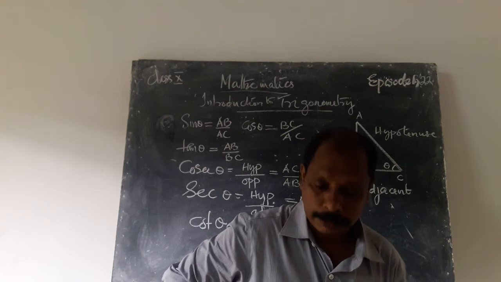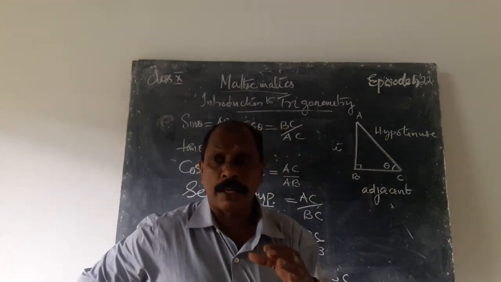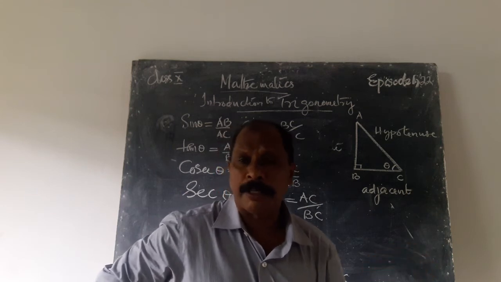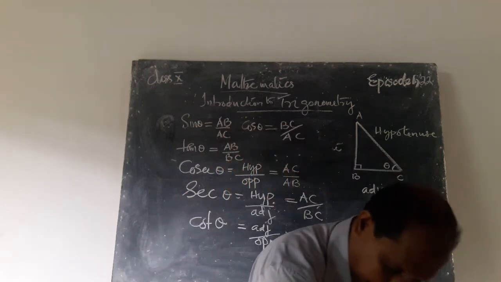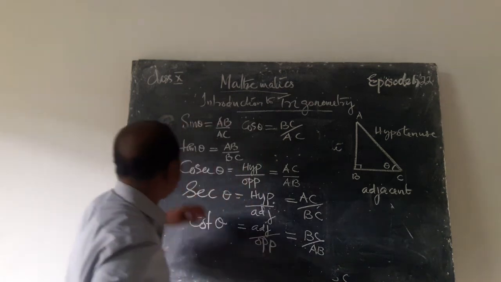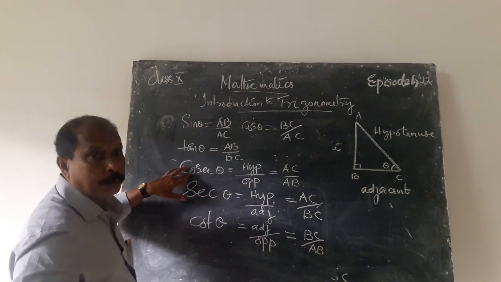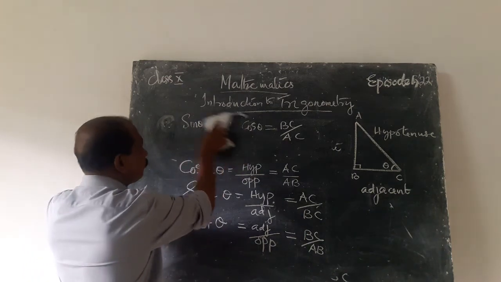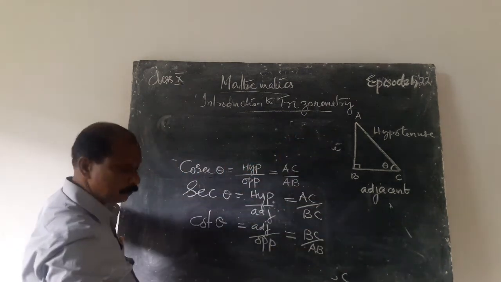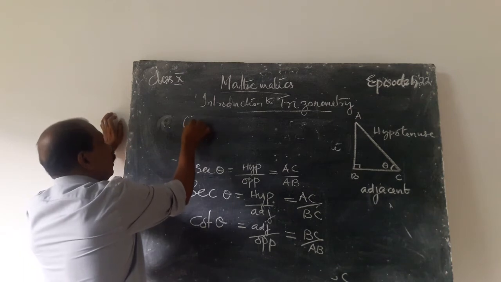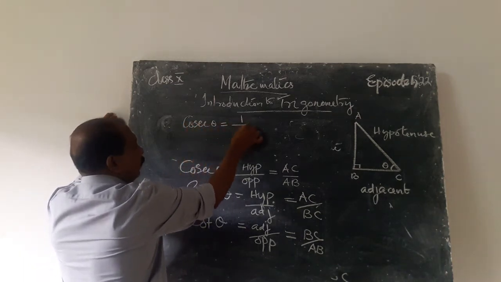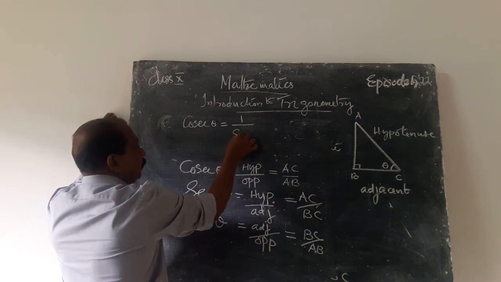They are the reciprocals. Therefore, we know that there is some relation between basic trigonometric functions and their reciprocals. That means cosec theta is the reciprocal of sin theta. Therefore, let us write as cosec theta is equal to the reciprocal of sin theta, that is 1 by sin theta.